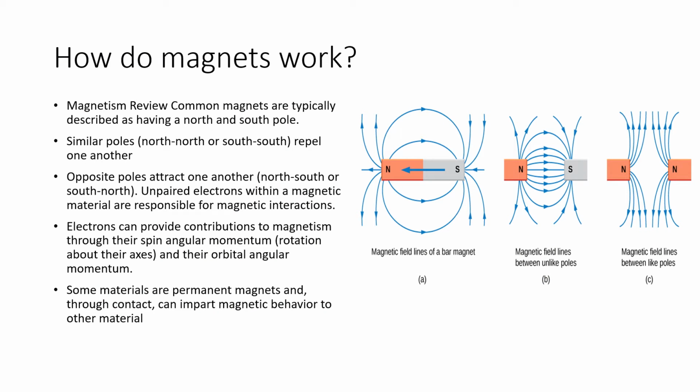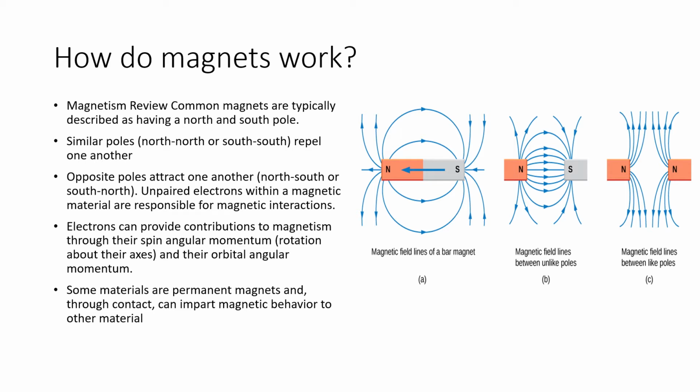Let's take a second to talk about magnets and how magnetism works. Common magnets are typically described as having a north and south pole. Similar poles, north-north or south-south, repel each other, while opposite poles attract each other, north-south or south-north.